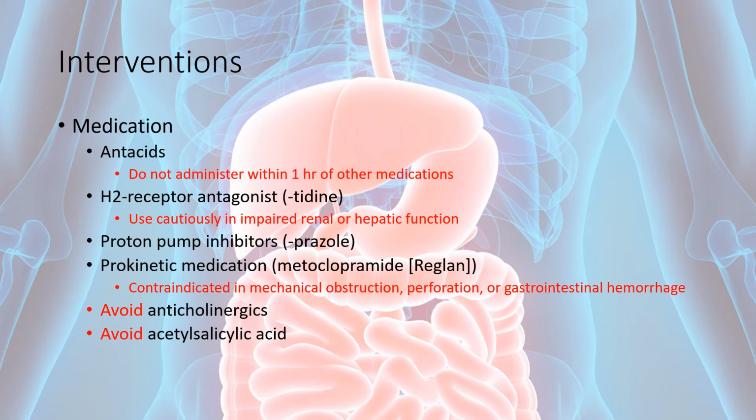Make sure you tell your patients to always avoid anticholinergics. They will delay stomach emptying, so we want to make sure that we speed up stomach emptying and not delay that. The other thing we need to tell our patients is to avoid acetylsalicylic acid. So this would be your aspirin products. We want to make sure that they are not going to consume products that are irritating to the stomach.